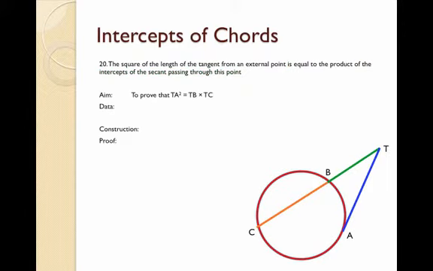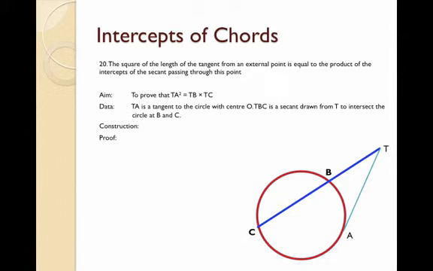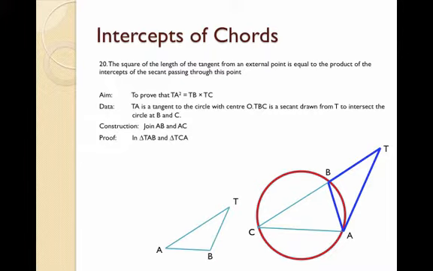We want to prove that TA squared equals TB times TC. We know that TA is a tangent to the circle and that TBC is a secant drawn from T to intersect the circle at B and C. We're going to join AB and AC to create two triangles, but they aren't in the same orientation, so I'm going to redraw triangle TBA so that it is in the same orientation as TCA.